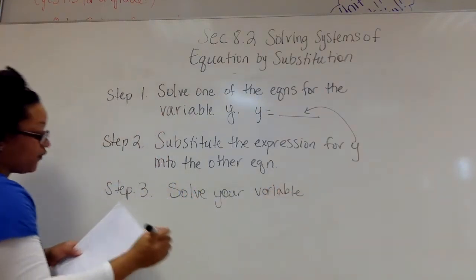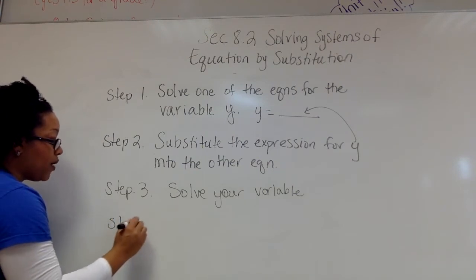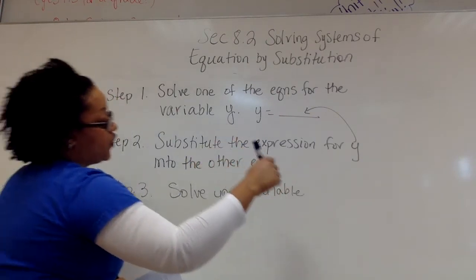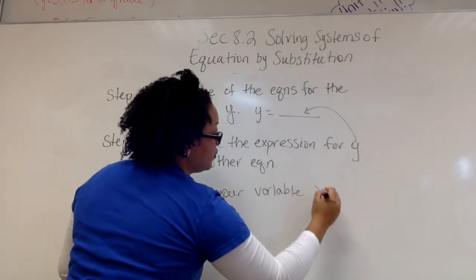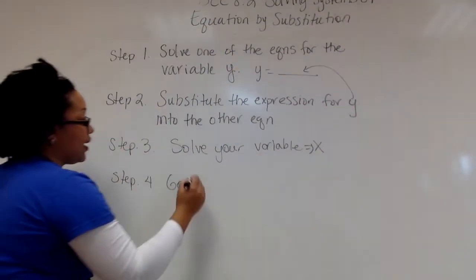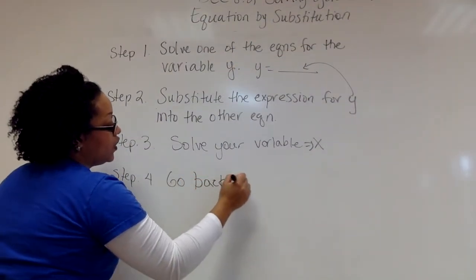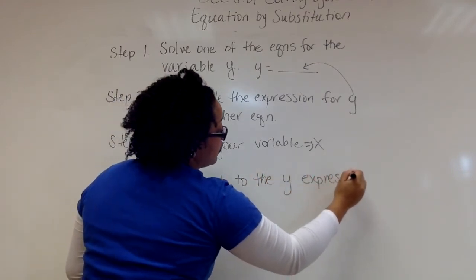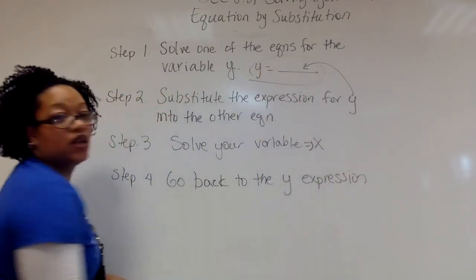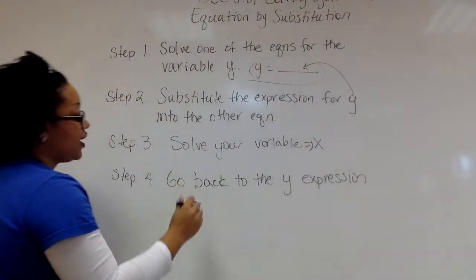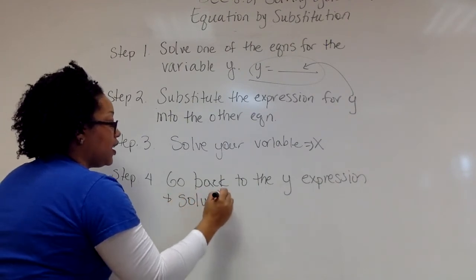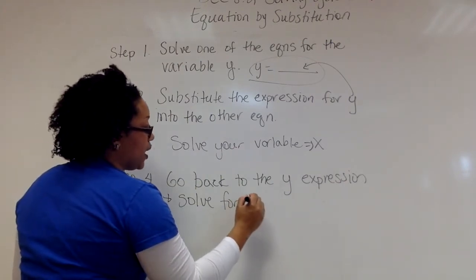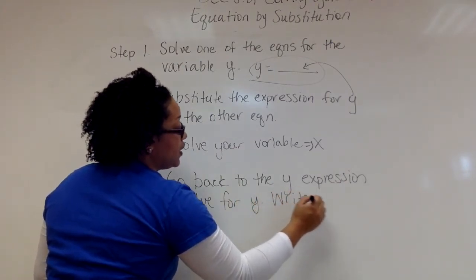And step four will be to go back. So your variable, I guess I should say, you're going to solve, your variable will be x. Okay. So then you're going to go back to the y expression. So it'll be this right here. You'll go back to that with your x and solve for y. And then you'll have your x variable and your y variable. So you'll solve for y, and then you'll write your answer as an ordered pair.